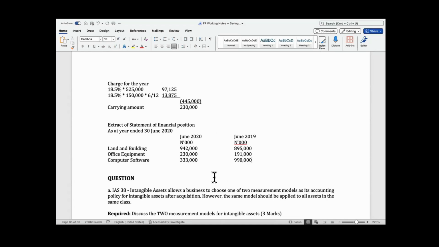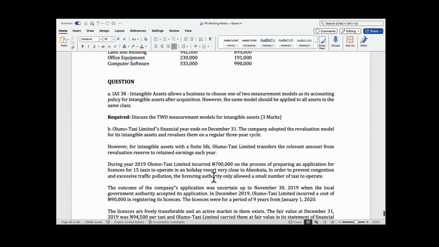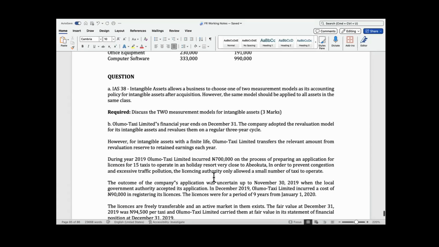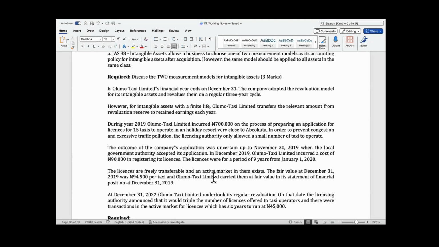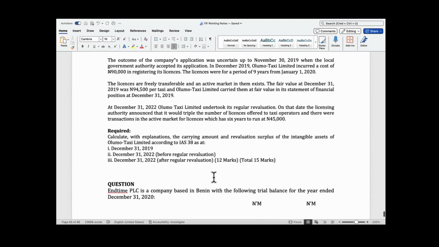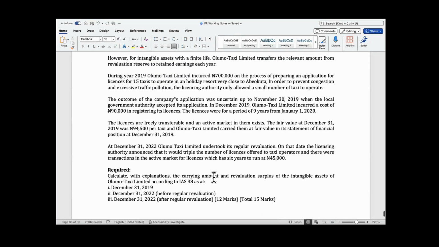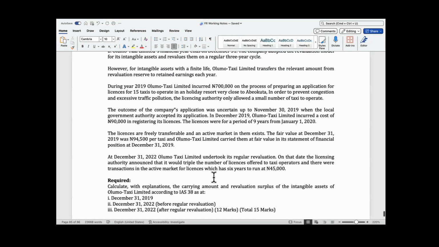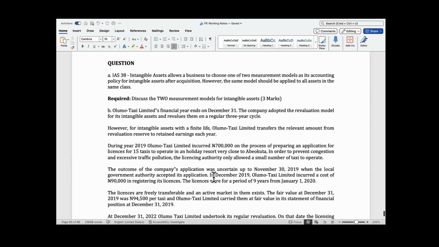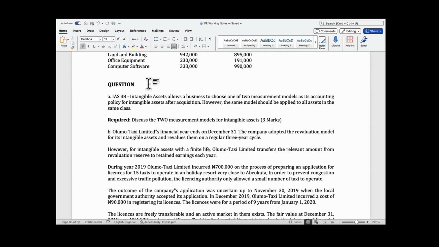Okay, that's the end of that question. There's this question that I really want you guys to try. You can easily solve it right away. I want you to try it as your assignment and please submit.